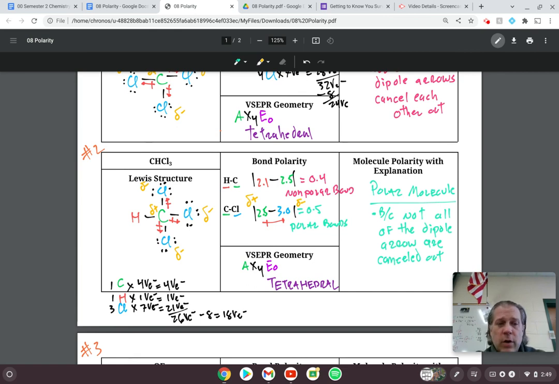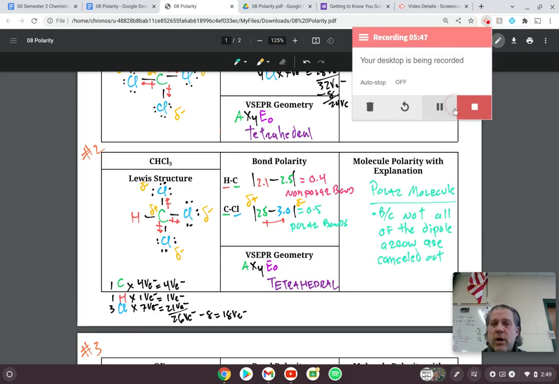So that's the solution for problem number 2 on the polarity worksheet. Again, if you have any questions, please reach out to us or me, and I'll try to help you out with that.